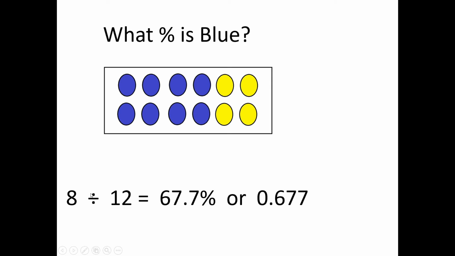8 blue divided by 12 equals 67.7%. And again, the relationship of 100%, the difference is what is the other color, in this case yellow, blue being 67.7%. Here we have our leading 0.677.